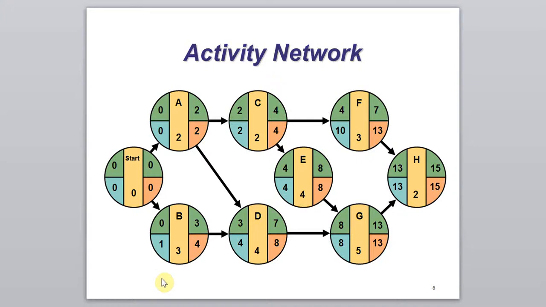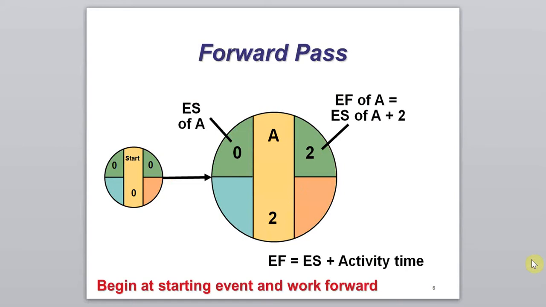With the activity network, let's see how to calculate the forward-pass attributes for each activity. We always begin at the starting activity and work forward to calculate the earliest start time and earliest finish time. So for activity A, the early start time will be 0, the same as the start time.